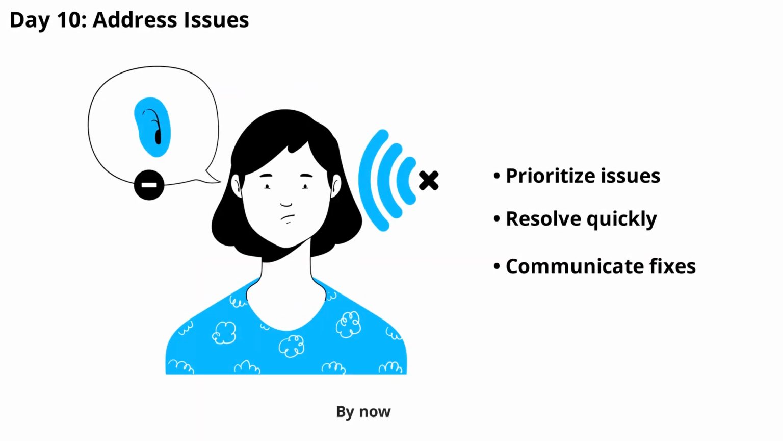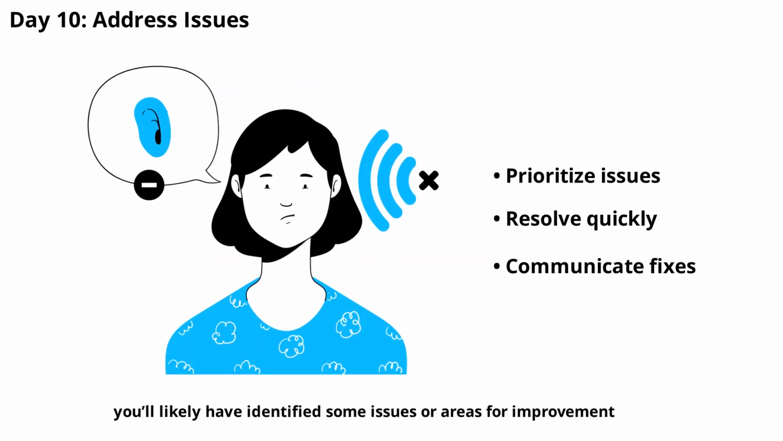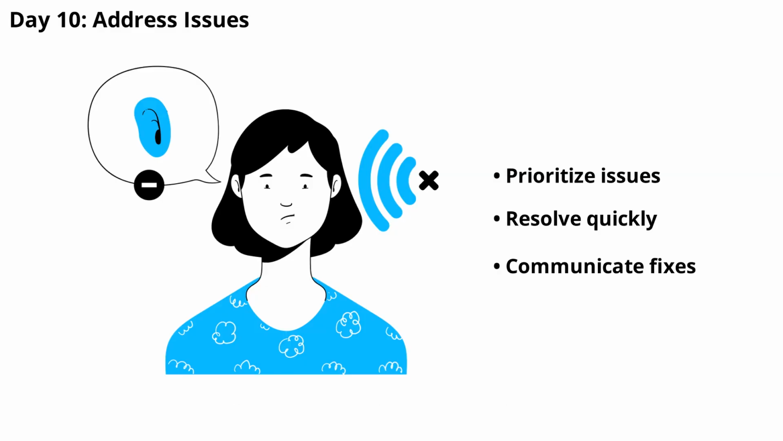By now, you'll likely have identified some issues or areas for improvement. Prioritize these based on impact and frequency. Work with your pilot team to resolve technical glitches, clarify workflows, or update documentation.